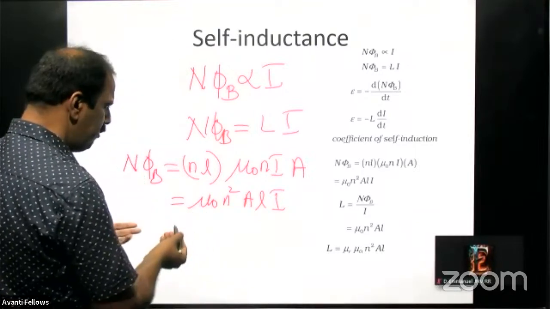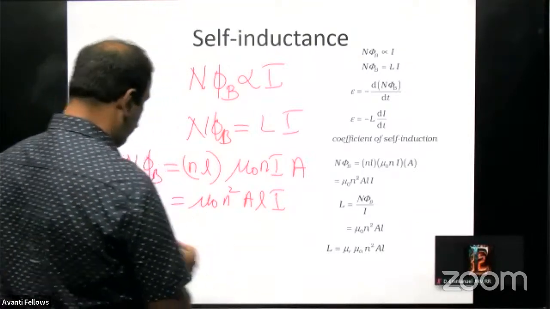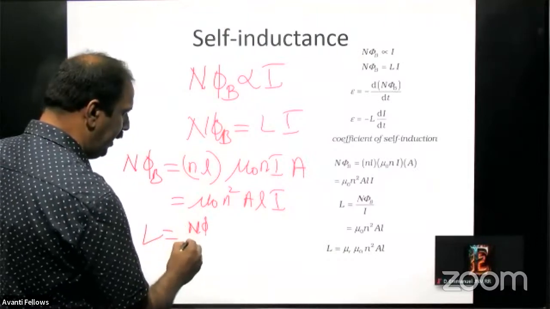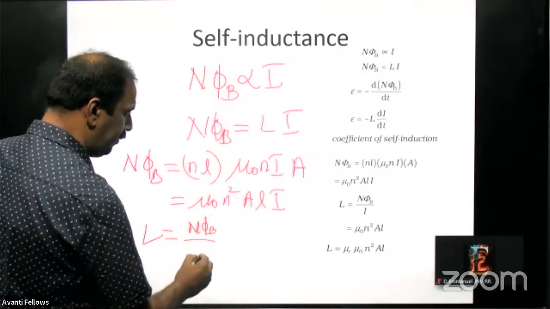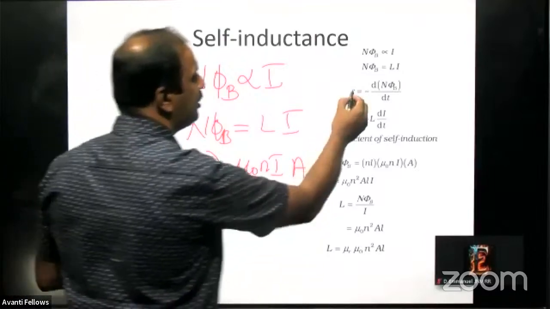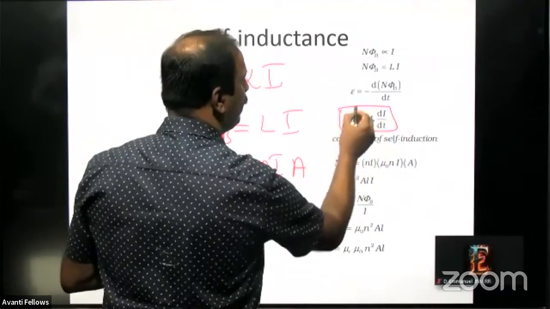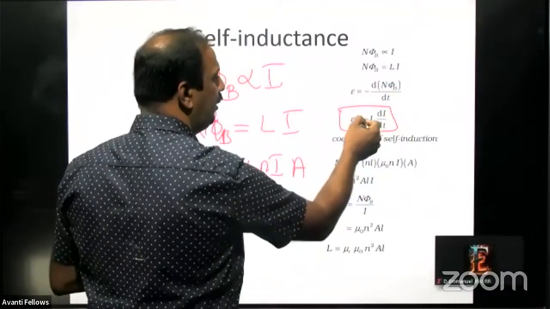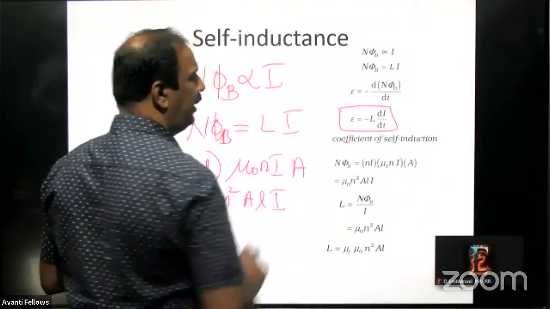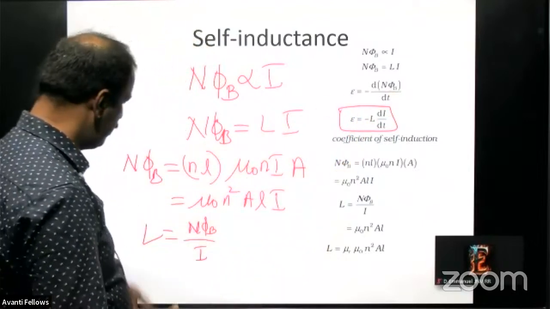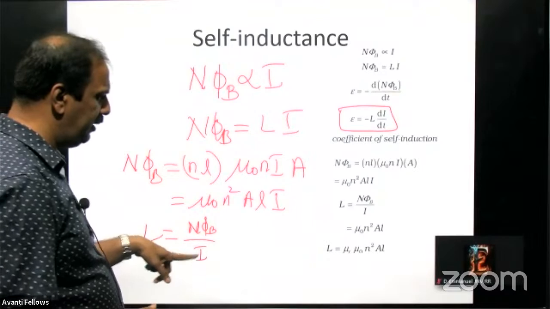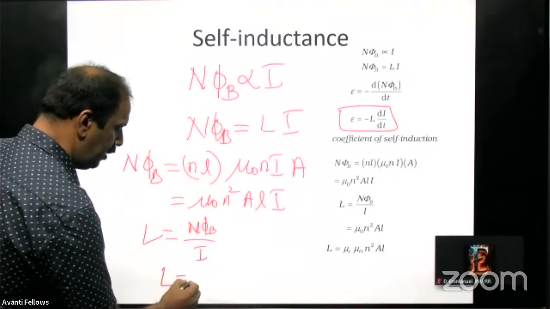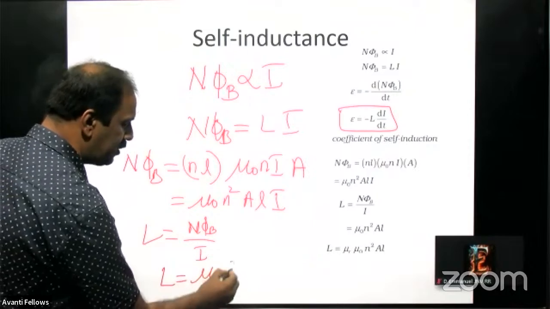So what will be L now? L is equal to N phi B by I. How are we getting this? Because this equation also is there, na? That is EMF is equal to d phi by dt. So EMF will be minus L into di by dt. So you will get from there, L is equal to N d phi B by dI. So L is equal to mu naught N square A into L.